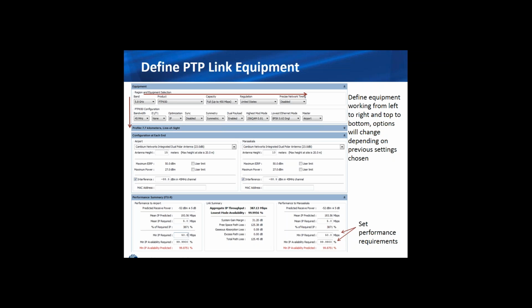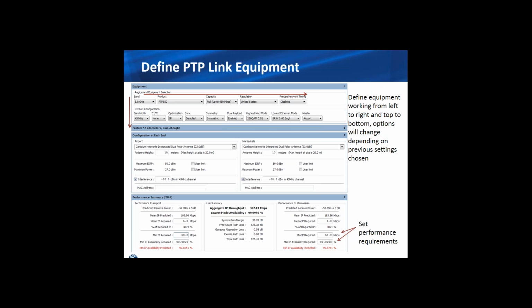Just within the configuration at each end, something to bring to your attention: you have some user limit boxes next to the maximum EIRP and maximum power. We sometimes see people trying to set these to higher values. The user limits only work to provide a restriction from the default maximums shown.